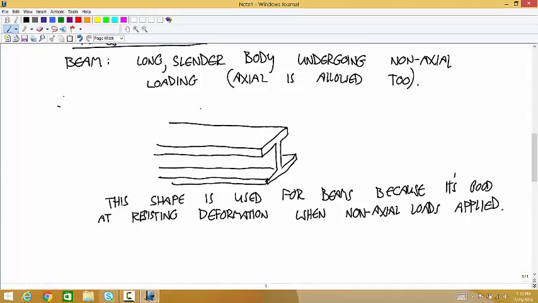But if you applied a load like this and a load like this, not along the long axis of the beam, you'd see that the equivalent cross-sectional area where the shape is a circle would have a lot more deformation due to the bending than an I-beam would. And that's what an I-beam is good for. So that's why you use shapes like this in beam applications, as opposed to something simpler like a rectangular shape or a circular cylinder.